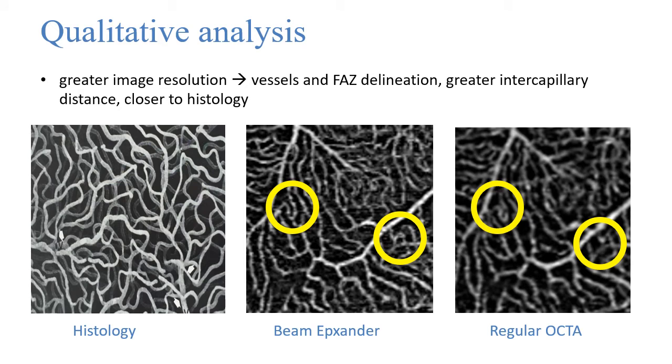Here you can see an example. On the right side, you have the regular OCTA. Here the beam expander OCTA, not yet averaged, and you already see the differences in some areas in the resolution that improve the visibility of vessels. And you see also that the size of capillaries goes closer to what is in histology, and this is also due to this increased resolution and better imaging.